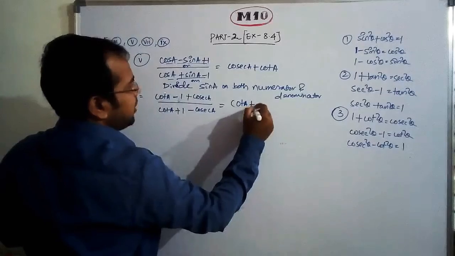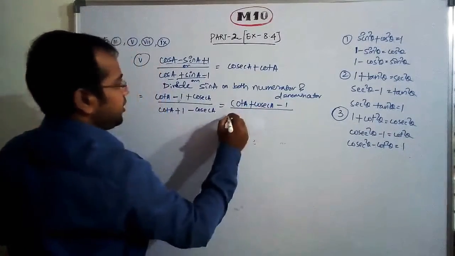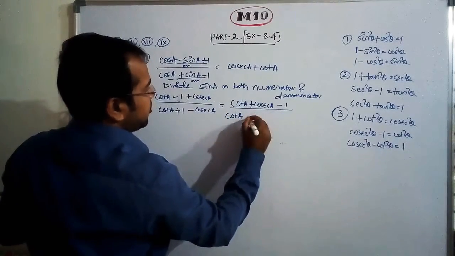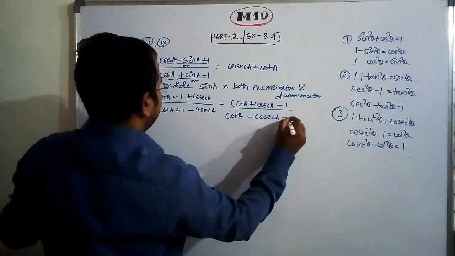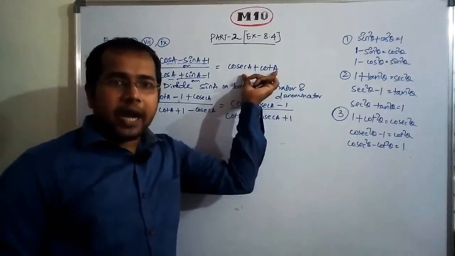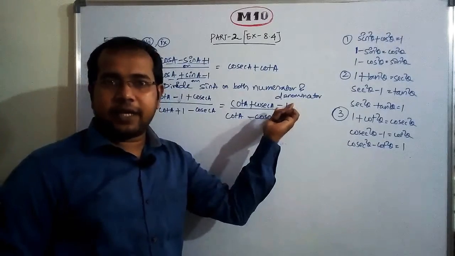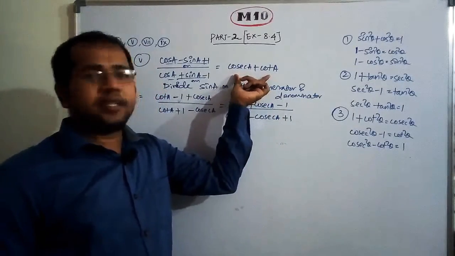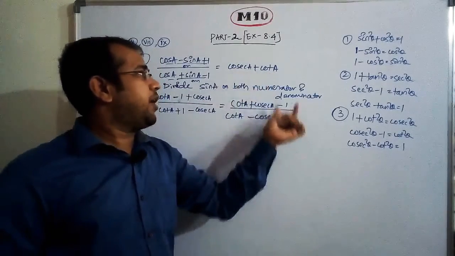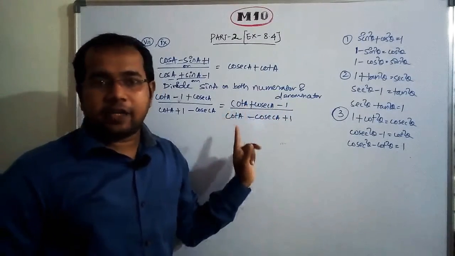Cot A plus cosec A minus 1 divided by cot A minus cosec A plus 1. Now students see here. If this part is in the numerator side, you have to split the 1 in the numerator part. If it is in the denominator part, as it is given in a question in the examples, you have to split the 1 in the denominator part. You have to split this one in terms of cot A and cosec A.